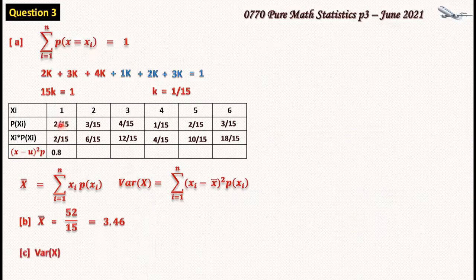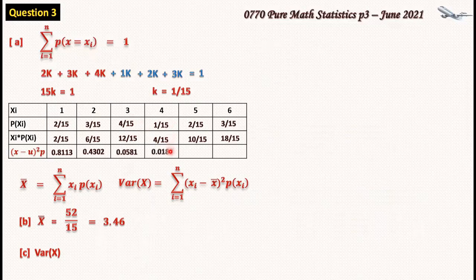Okay, so this gives us 0.81. Then the next score is 2 minus 3.46 squared times 3 on 15. That gives us 0.4302. Next one is 3 minus 3.46 squared times 4 on 15. We have 0.0581. The next score is 4 minus 3.46 squared times 1 on 15, which is the probability.